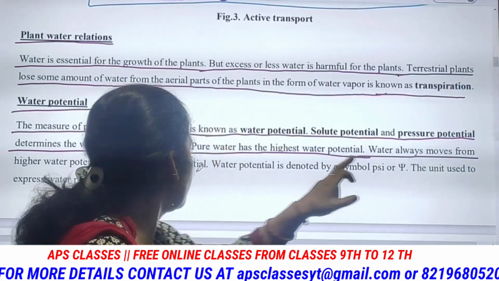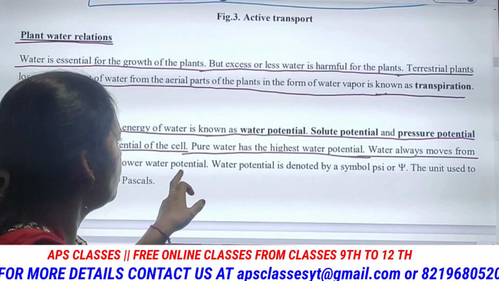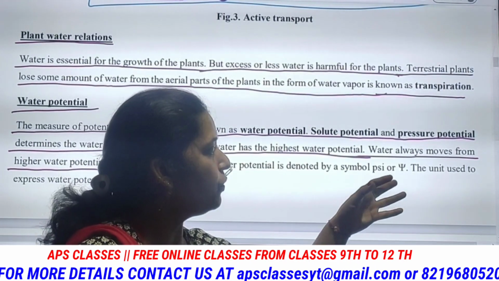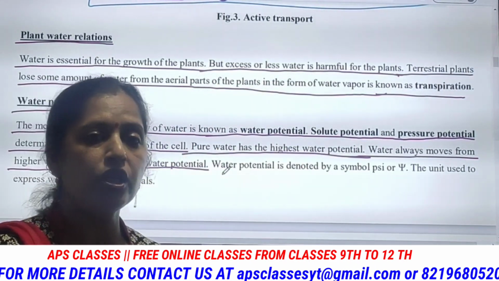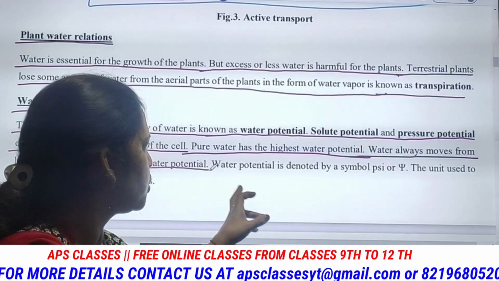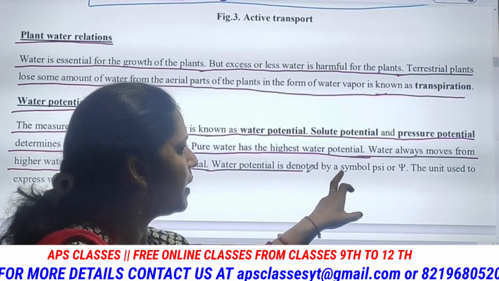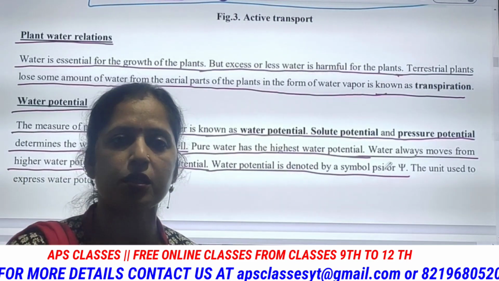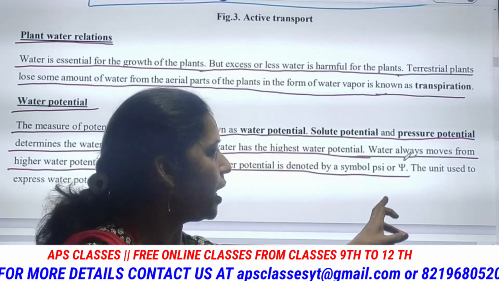Water always moves from higher water potential to lower water potential. Water always moves from the region of higher water potential to the region of lower water potential. Water potential is denoted by the symbol psi. Water potential is always represented by a special sign, and that sign is known as psi.